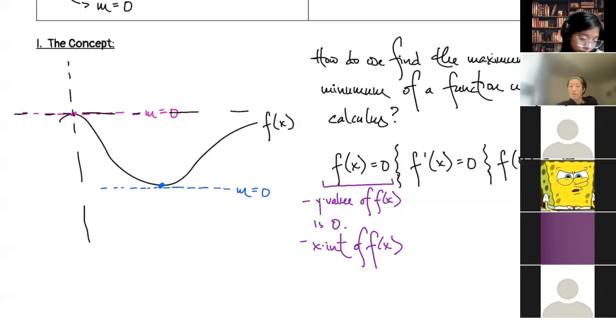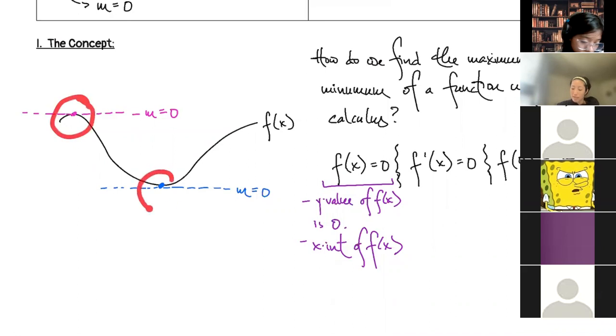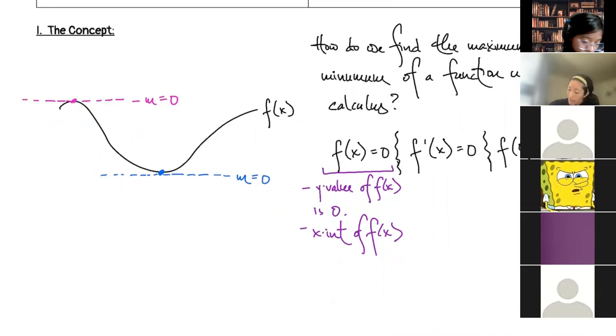So one thing I want us to take away from this is when we say f of x equals 0, what we're saying is that the y value of f of x is 0, or that we're looking for the x-intercepts of f of x. And from our picture, we can see that it might be true, but that does not describe both points here. We want to think about something that can describe what's happening up here as well as what's happening down here. And so for that reason, saying f of x equals 0 is not going to help us find the max or min. So not helpful here.